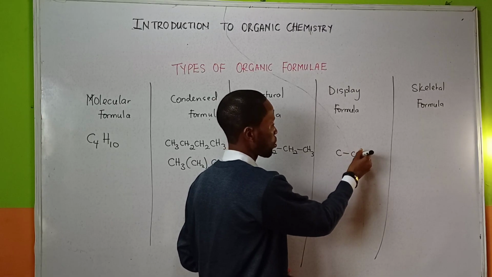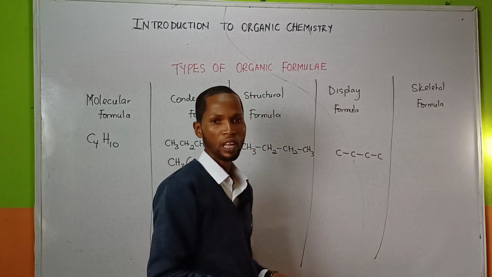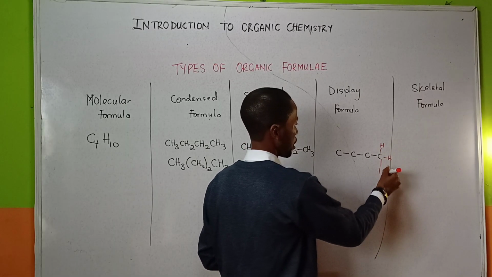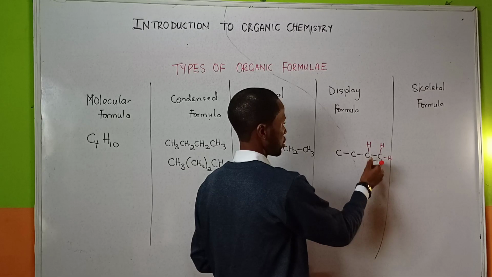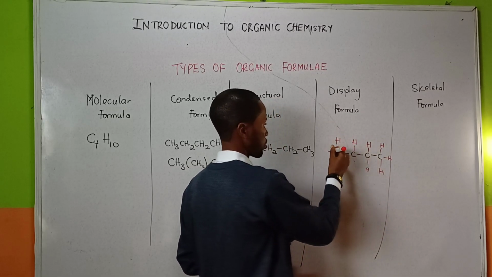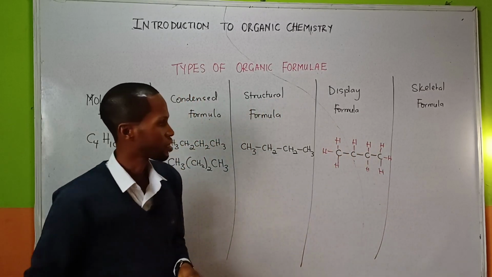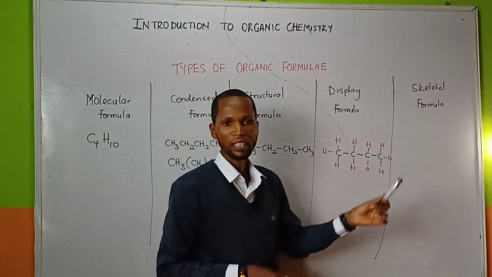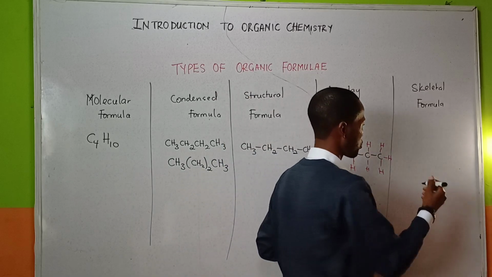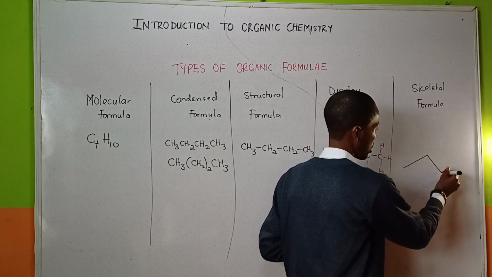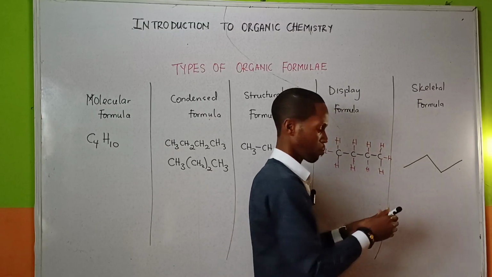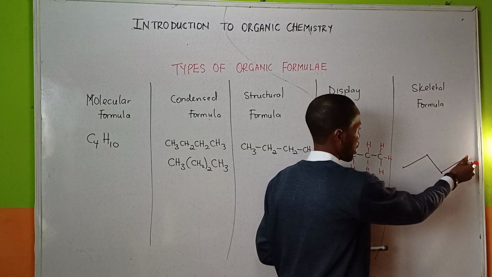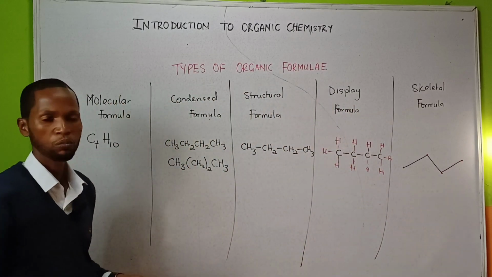The display formula is expressed this way. We have to show the carbon skeleton. In the display formula, we have hydrogen, hydrogen, hydrogen, hydrogen. Okay, that's the display formula for this butane, while the skeletal formula is written in this form. So each point right here indicates carbon atom 2, 3, and 4. That's the skeletal formula for the butane.